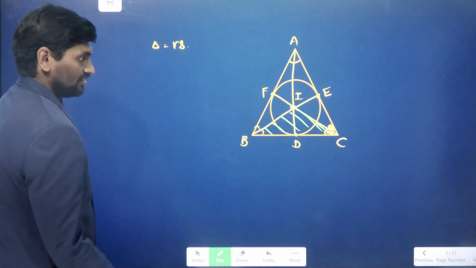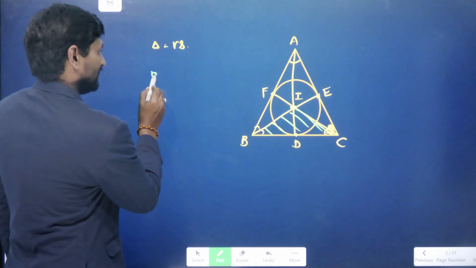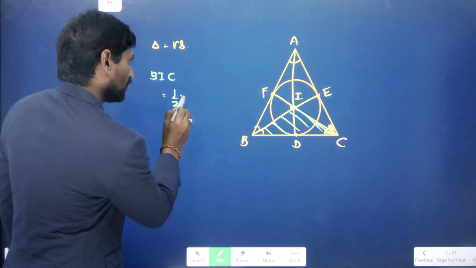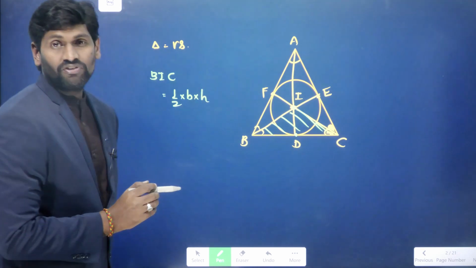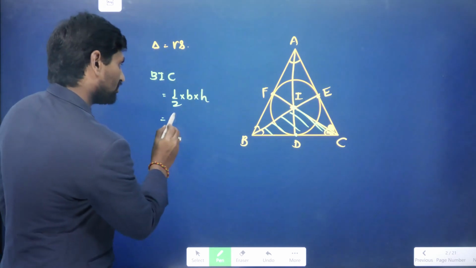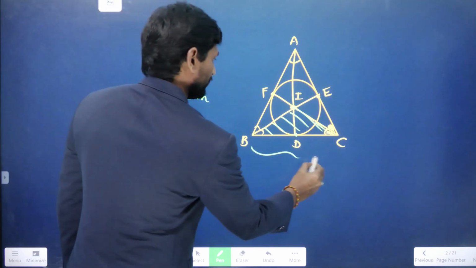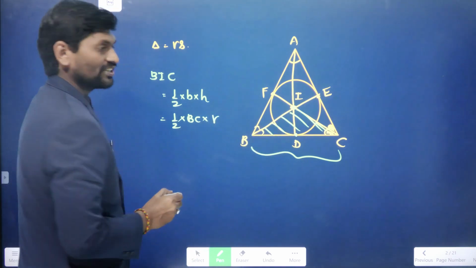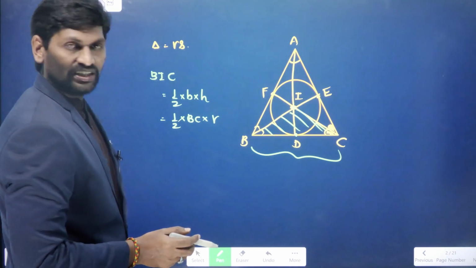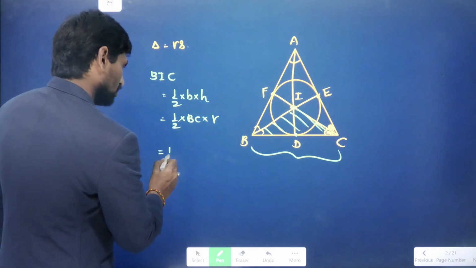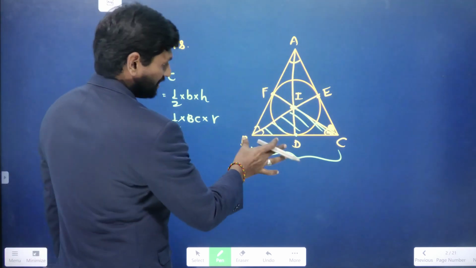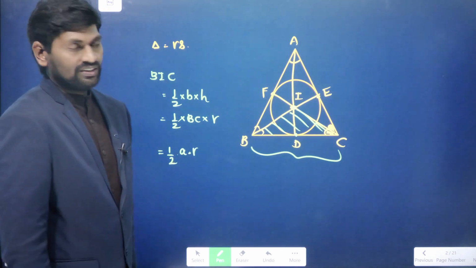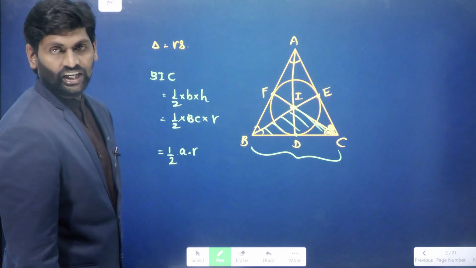Clear? So if you take this triangle BIC, the area of triangle BIC is equal to half base into height. What is the formula for the area of a triangle? Half base into height. That is equal to 1 by 2. Base is nothing but BC, and height is ID. ID is nothing but the radius of the circle. That is equal to half BC. BC value is nothing but the length of side BC, represented with small a. Am I right?